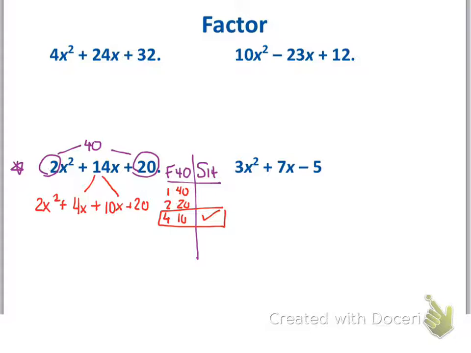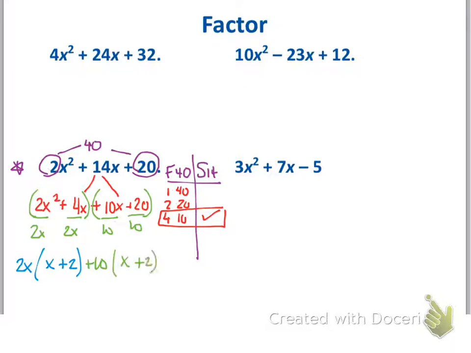Okay, now that I have this equivalent statement, I can factor by grouping. The first two numbers can be divided by 2x, and that gives me 2x, x plus 2. And the last two numbers can be divided by 10. And that gives me x plus 2.